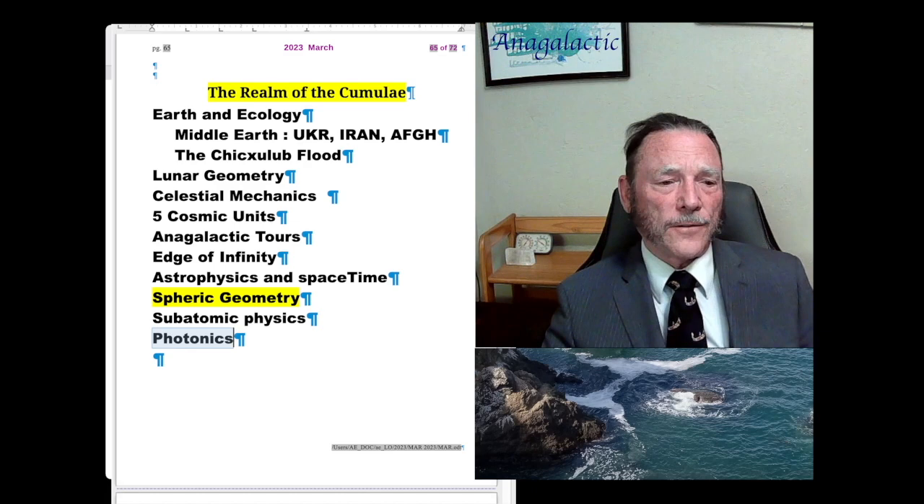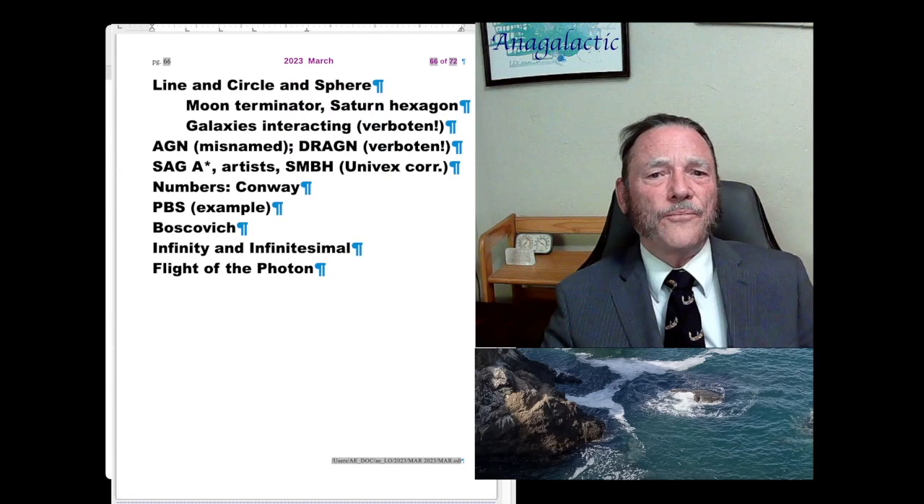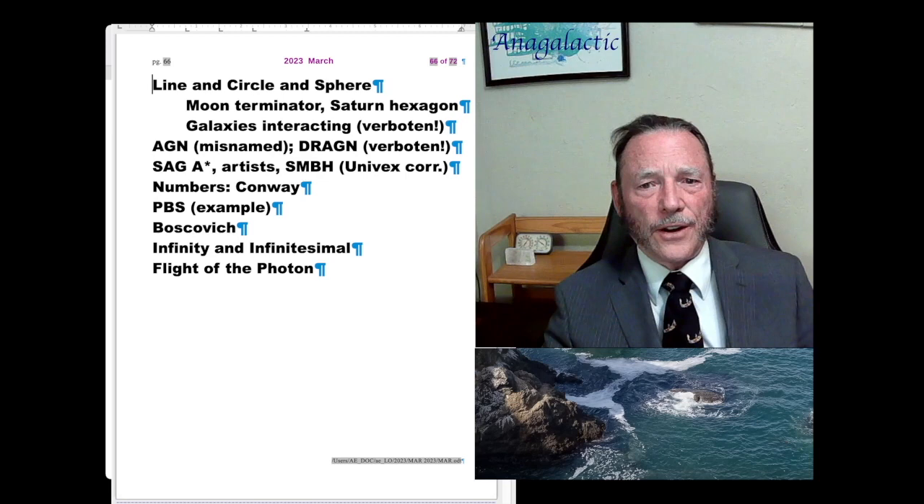This is what we're going to be talking about in the upcoming lectures. This is just bracketing information, the line and circle and sphere. There's the moon terminator. That's a straight line. On Saturn, you can see a straight line at the North Pole because there's a hexagon. I'll show that to you in just a moment in a photograph.